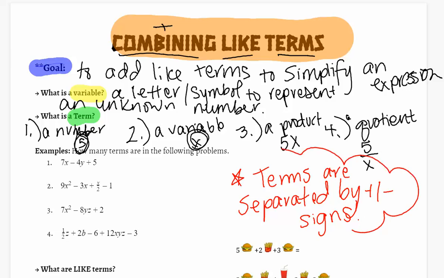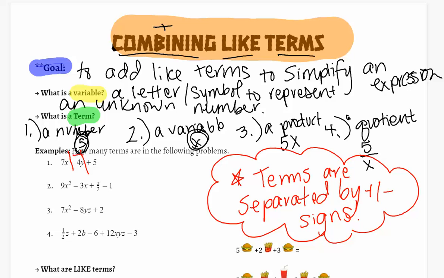And I'm going to put a cloud around this so my brain remembers. Whenever I'm combining like terms and I'm working with terms, I usually will draw slashes separating them. So what I do is before every plus sign and every minus sign, I'm going to draw a slash. Draw a slash here and draw a slash here.